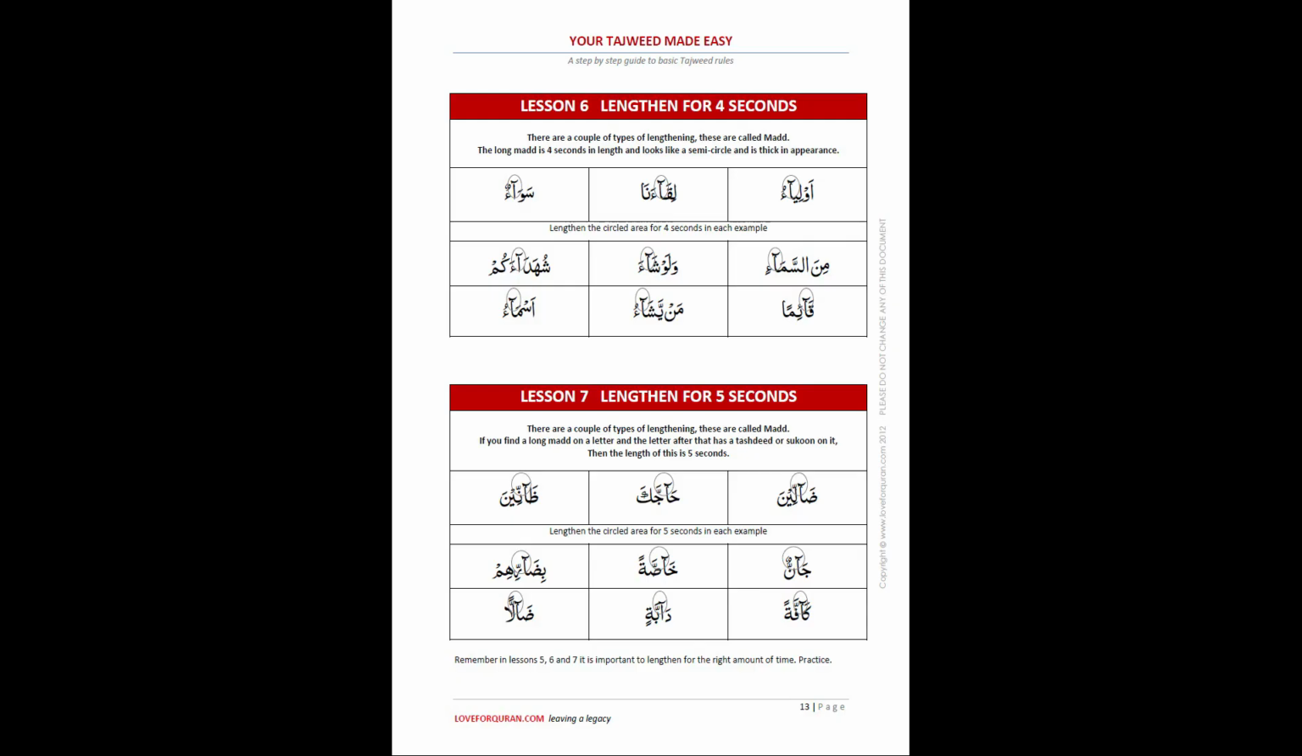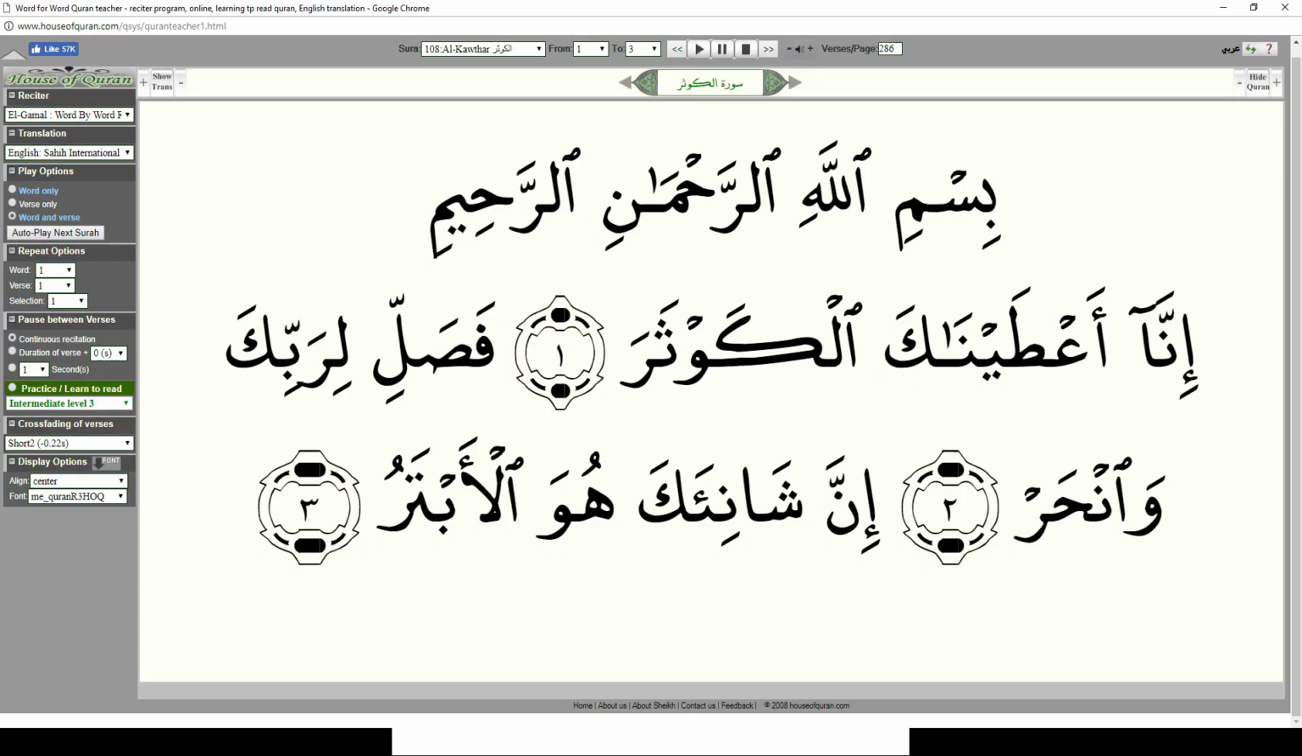As usual, do not forget to find a teacher to correct your recitation and to explain these rules further. Any mistake is from me and shaitan, and any good from it is from Allah. Please contact us if you find any mistakes so we can make corrections.